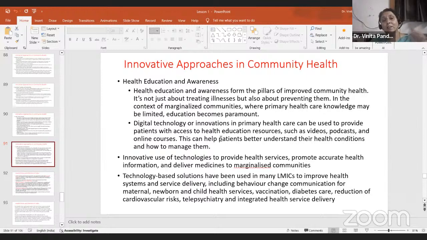So here, digital technology and awareness can play a very, very important role. In fact, in this entire slide, we are mostly talking about the role of technology, and the role of technology can help us in behavioral change, communication for maternal, newborn, and child health services, vaccination, diabetes care, reduction of cardiovascular risks, telepsychiatry.